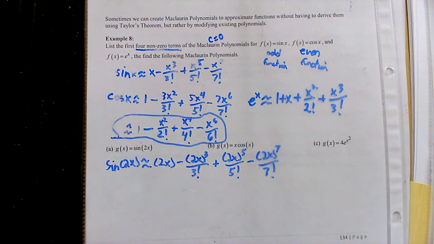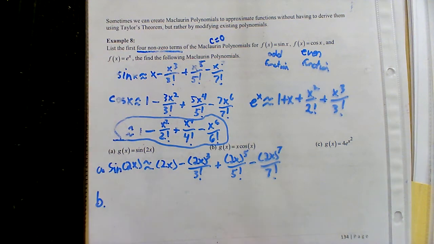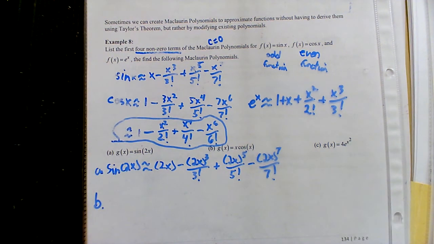So do we kind of understand now, looking at this example, how we're going to modify the simple ones we found to maybe find an approximation of a more complex problem? Any questions about A? Alright, let's go ahead and try B. So this is for A. Let's try B. G of x is equal to x cosine of x.